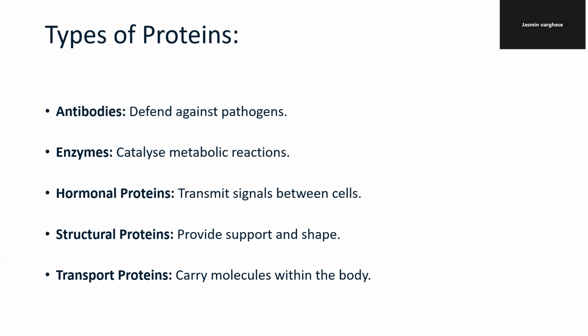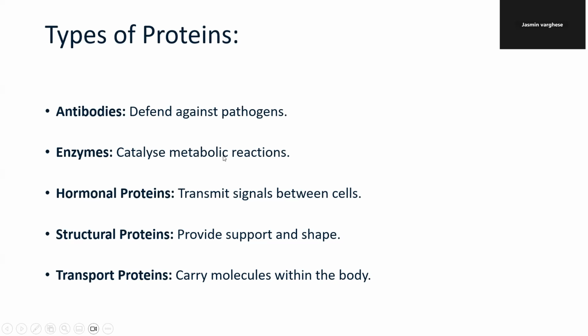As I said, proteins can be seen in different forms. The types of proteins are antibodies that defend against pathogens, and enzymes, which catalyze metabolic reactions. There are also hormonal proteins that transmit signals between the cells, structural proteins that provide support and shape, and transport proteins that carry molecules within the body. So from these, you will understand how important it is.